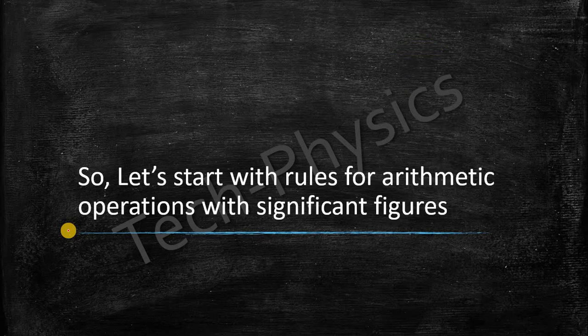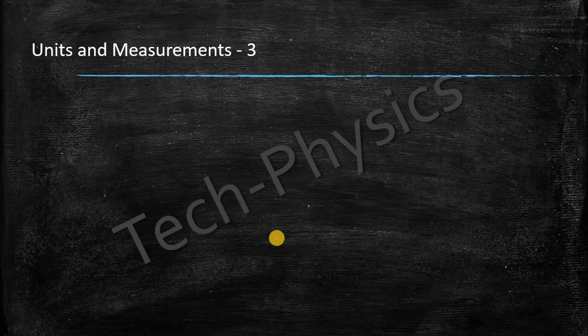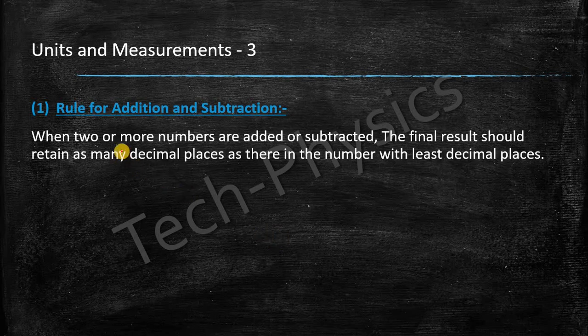So now let us start with today's topic, that is rules for arithmetic operations with significant figures. The first rule is for addition and subtraction. We have to follow the same rule for addition and subtraction both. When two or more numbers are added or subtracted, the final result should retain as many decimal places as there are in the number with the least decimal places.